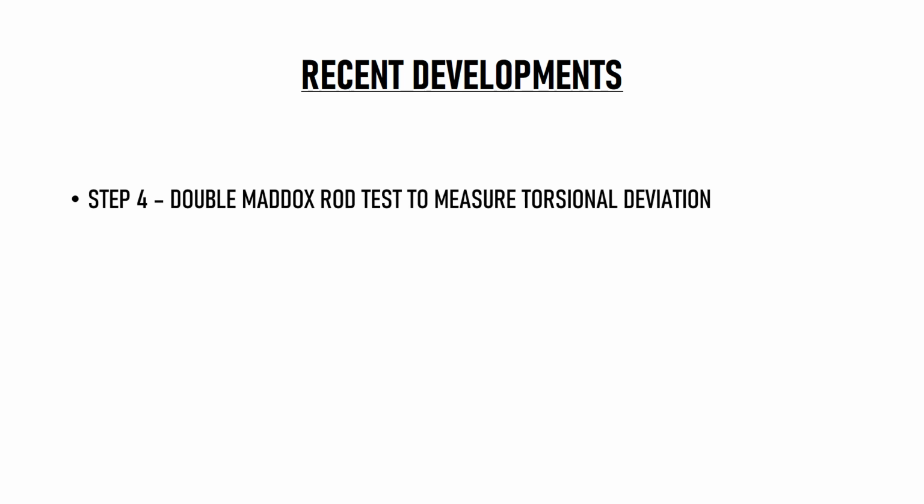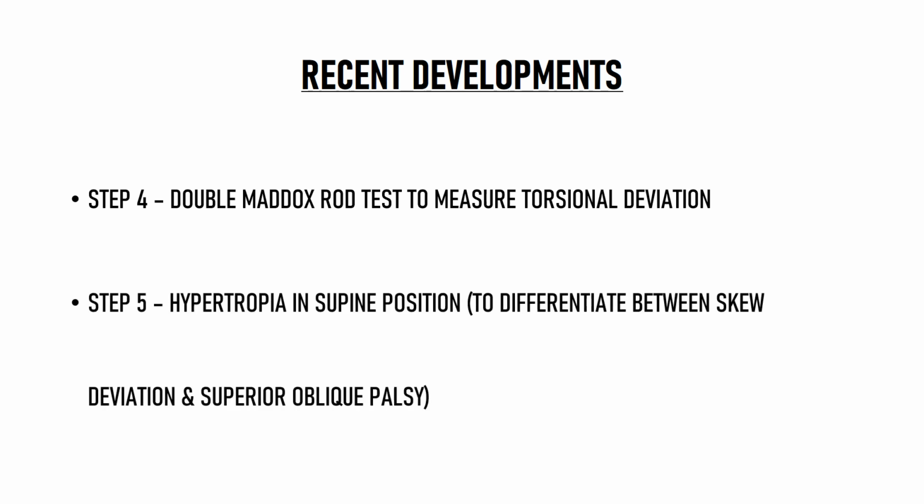Recently, step 4 and step 5 have also been added to this method. To tell you in brief, in step 4, we do the double Maddox rod test to measure the amount of torsional deviation, and in step 5, we examine the deviation in supine position to differentiate between skew deviation and superior oblique palsy. I will cover Maddox rod tests and skew deviation in separate videos, maybe in the near future.